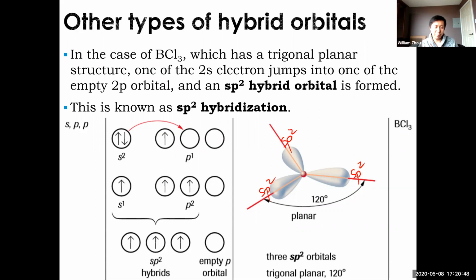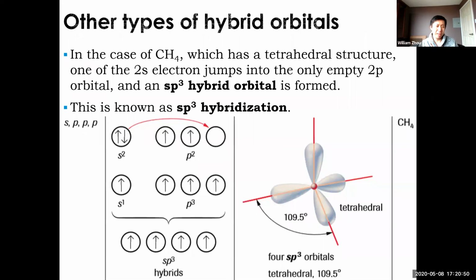The next type we've already seen. Let's just review that: sp3 hybrid orbitals. Well, carbon is able to make 4 bonds, so s2p2. What happens in carbon is the s orbital donates an electron to the p orbital, so now you have 1 each. All of them will hybridize together to make sp3 hybrids.